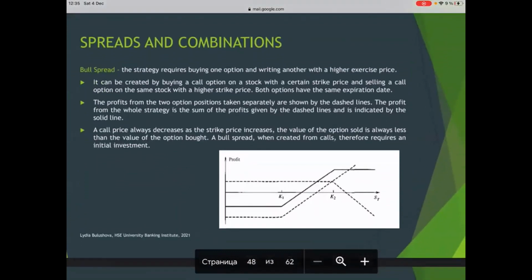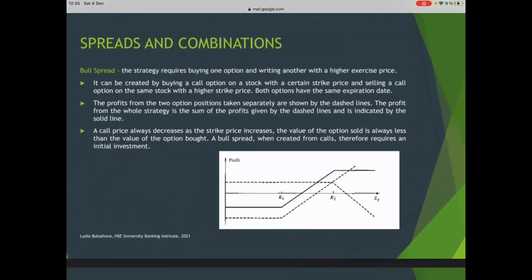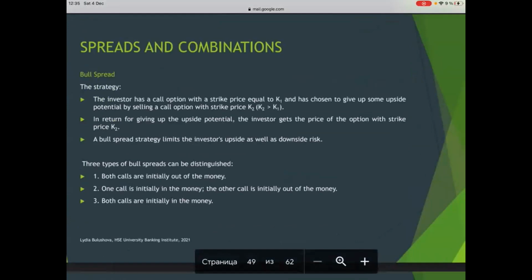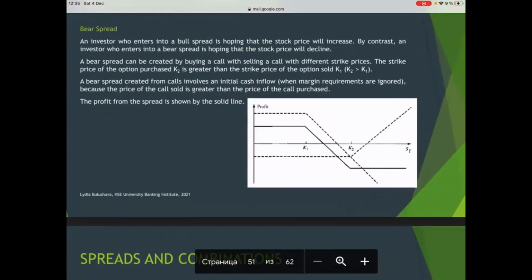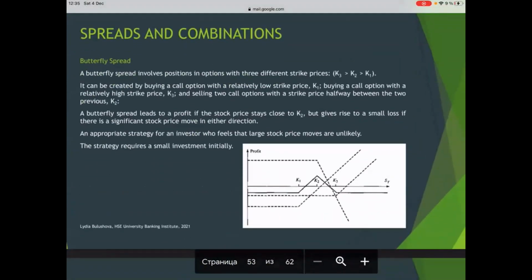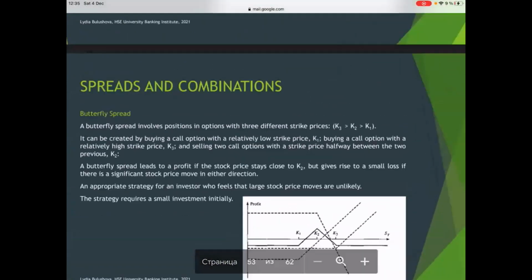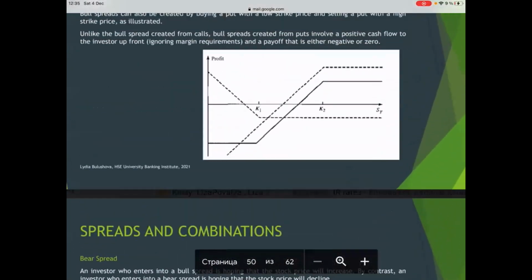So there are lots of spreads in this presentation, and mostly they are given for info, and you can study these spreads on your own. We're going to focus on both bull spread and bear spread. We have just 6 slides remaining, and the rest is for your own reading.